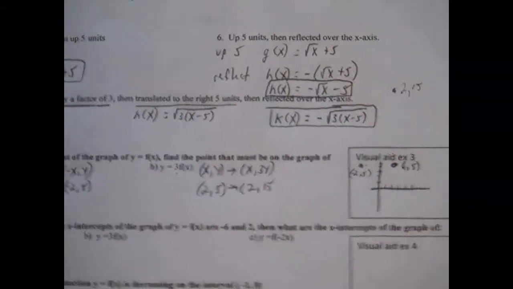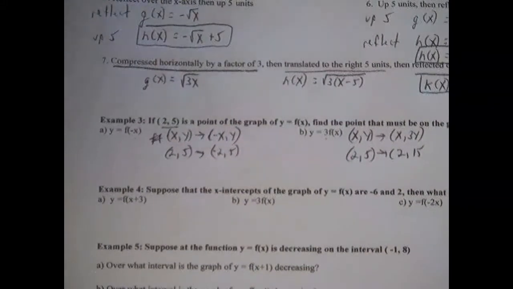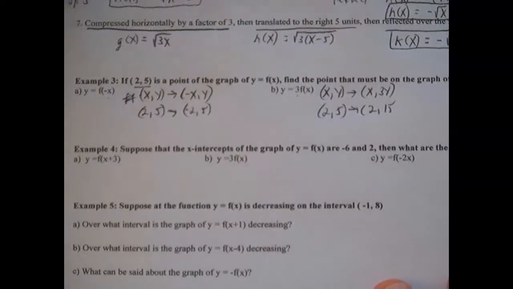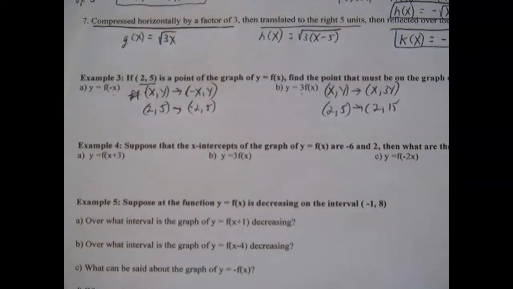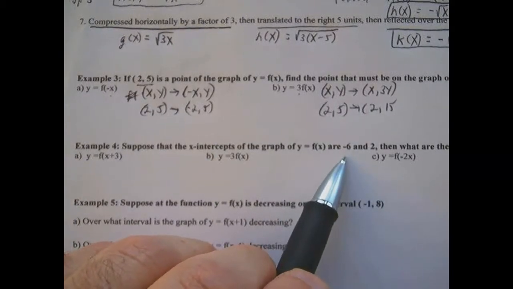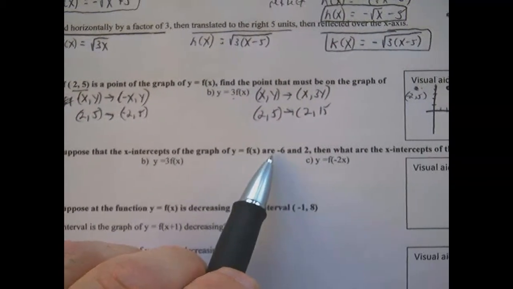All right, let's look at another case here. So in example 4, now we're not given the point. So in a way it's a little bit harder, but not really, because when we're given intercepts, we really are given points.